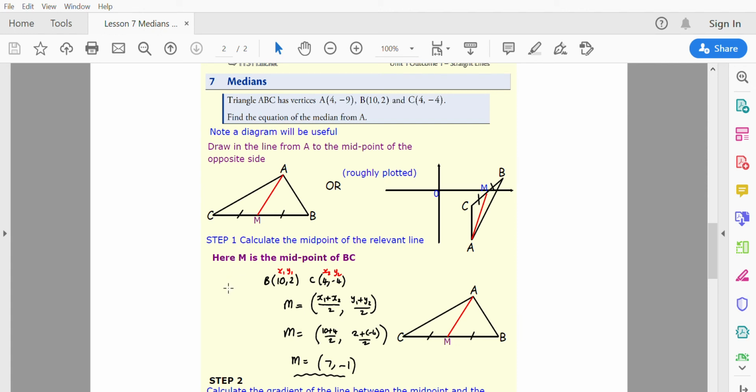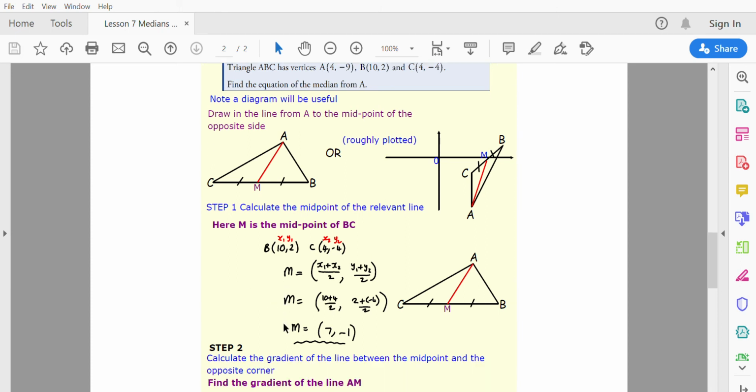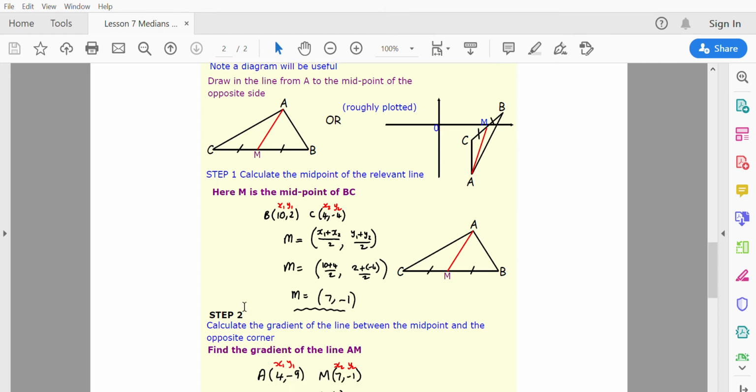So the first step would be, well, what is the midpoint? Where is this point M? So if you've got B and C, it's a case of finding what point lies halfway between them. So the easiest way to do that is to add your x's together and divide it by 2, and then add your y's together and divide it by 2. So if you did that, you'd have 10 plus 4 divided by 2 for your x, and 2 plus minus 4 divided by 2 for your y's. And when you tidy that up, you're left with a midpoint of 7, minus 1.